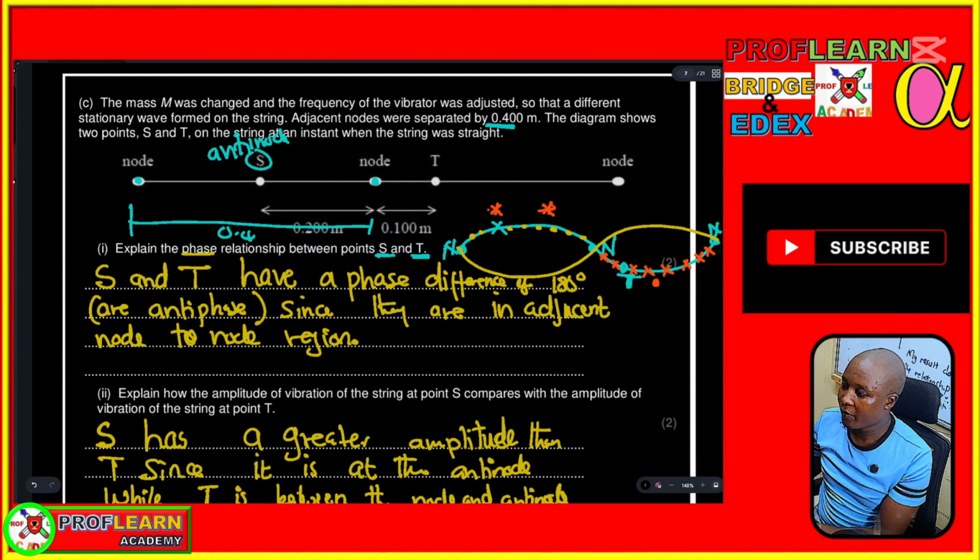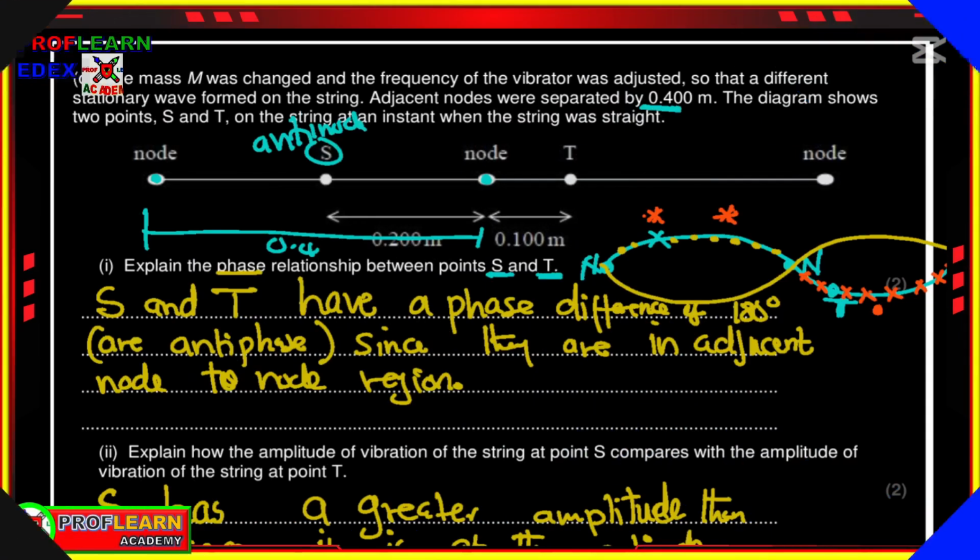All right, so moving to part C, and in part C we are told mass M was changed and the frequency of the vibrator was adjusted so that a stationary wave formed on the string. Adjacent nodes were separated by 0.4, so from one node to another is 0.4 meters. The diagram shows two points S and T on the string at an instant when the string was straight.